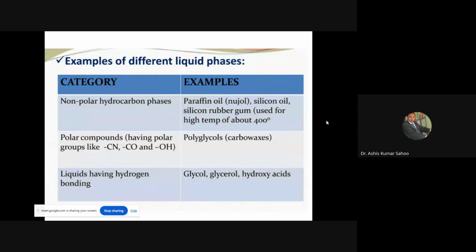Example of different liquid phases. So what are the liquids that will be given? Non-polar hydrocarbon phase: paraffin oil, silicone oil, silicone rubber. These can be used as non-polar hydrocarbons. Polar compounds, which are polar: polyglycols can be given for the polar liquid having hydrogen bonding, such as glycol, glycerol, hydroxyl, etc.